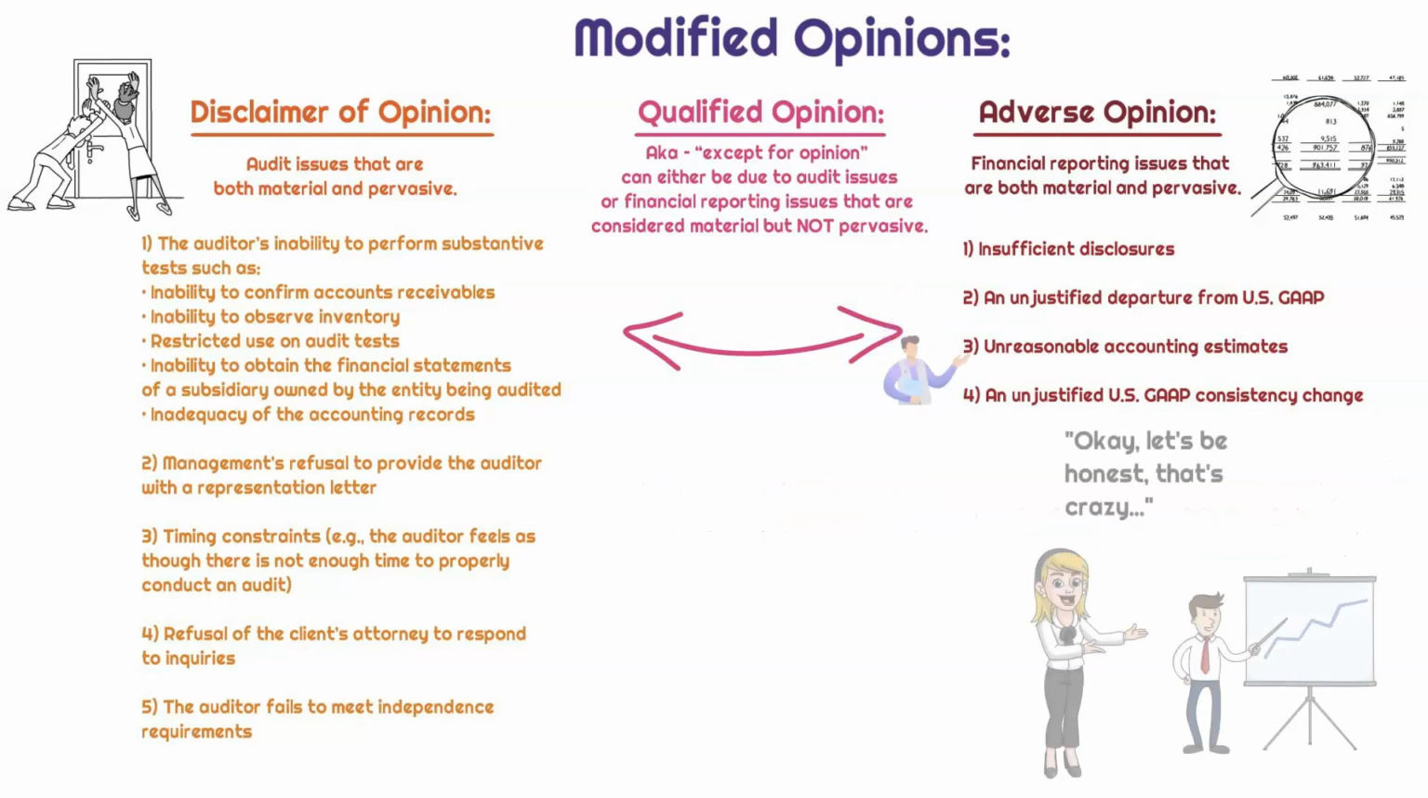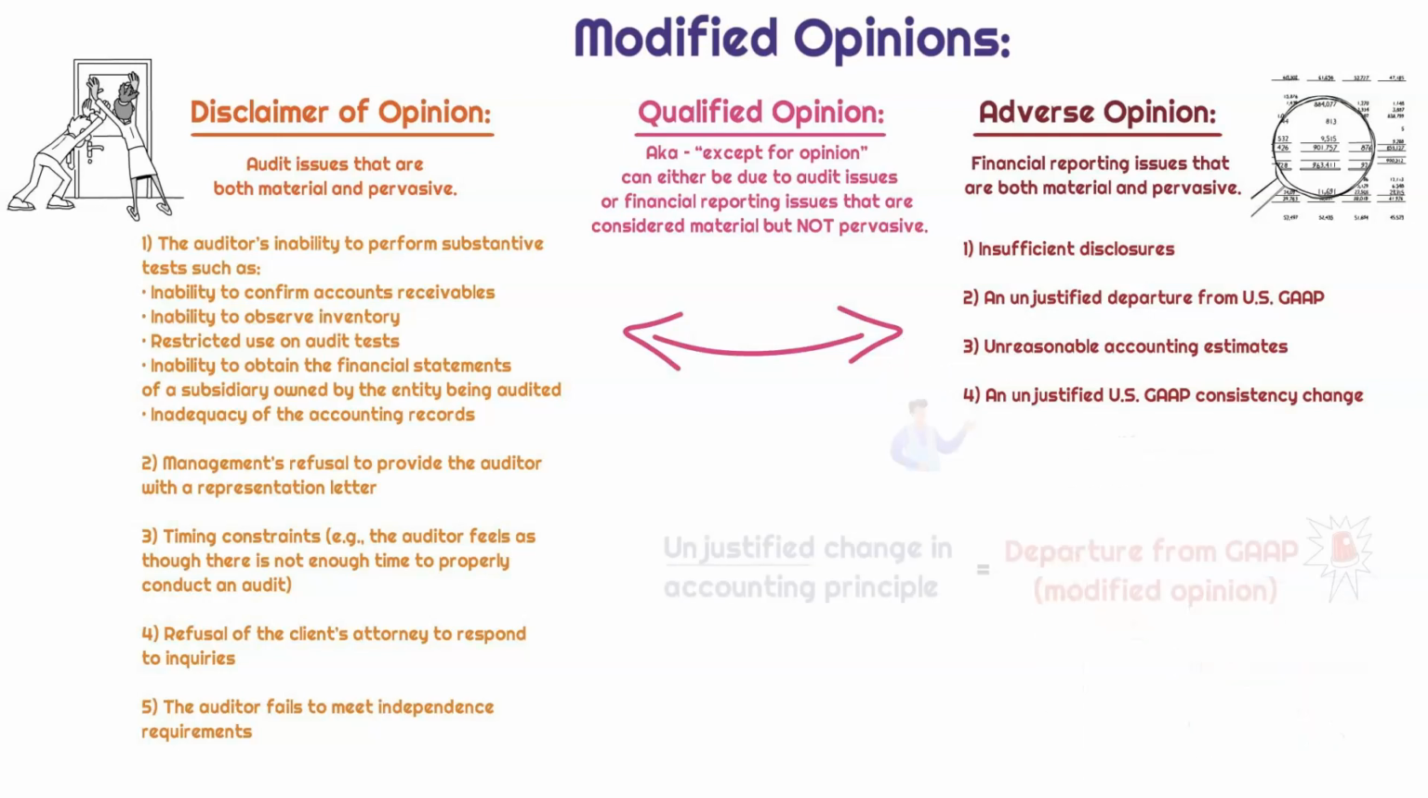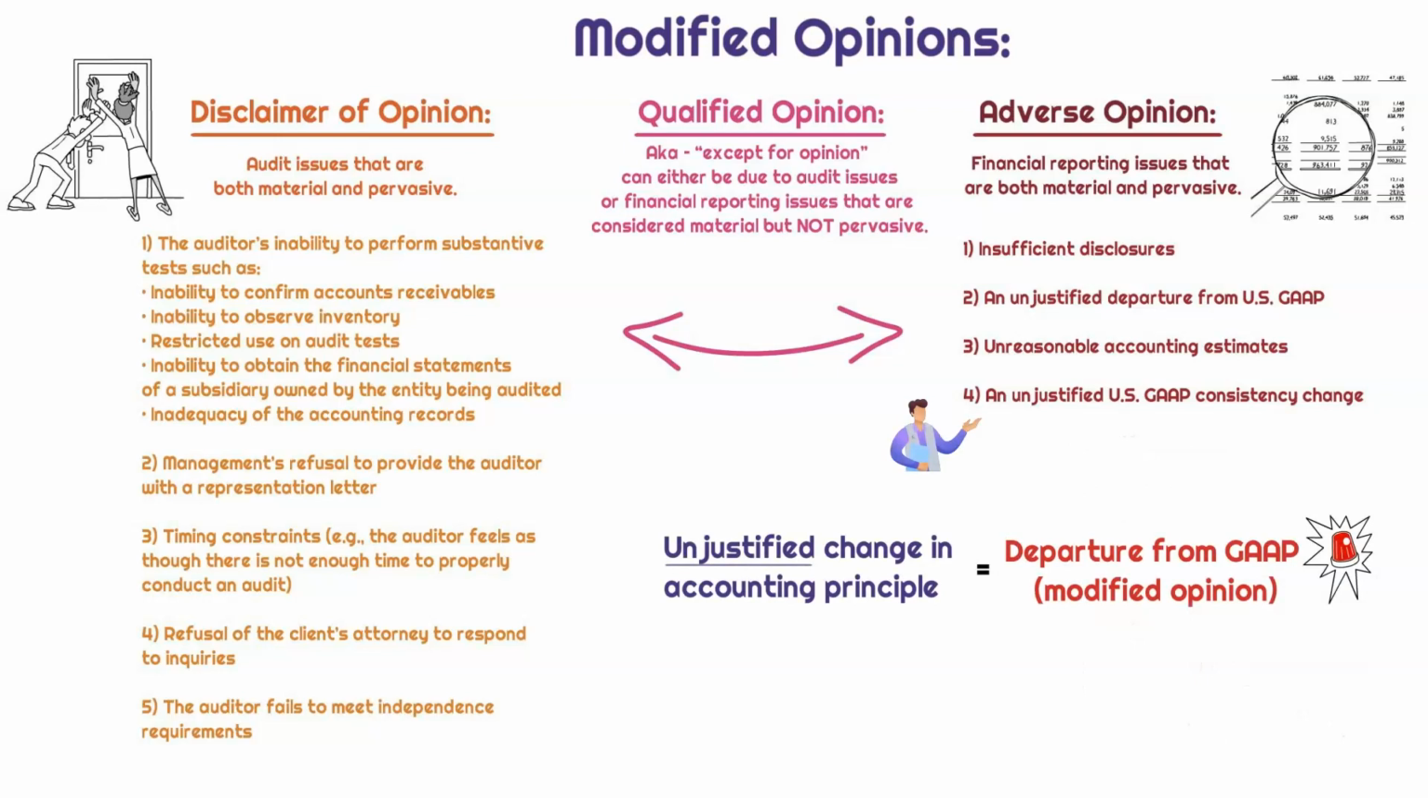An unreasonable accounting estimate. So management's going to often make estimates, say for things like depreciation, right? The estimated useful life of an asset. If that estimate is considered unreasonable, then it would be a departure from US GAAP reporting and would be a financial reporting issue. Okay, so an unjustified US GAAP consistency change also going to result in a departure from US GAAP reporting.